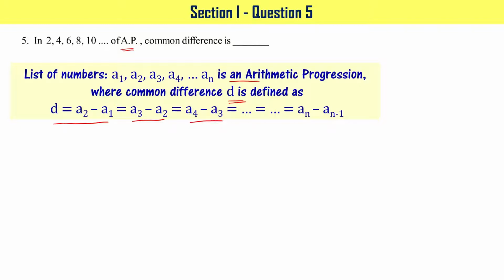Since it is already said that the given list is arithmetic progression, we can straight away compute the value of D by subtracting 2 from 4 or 4 from 6, right? Let's do that. D equal to 4 minus 2, that is equal to 2.